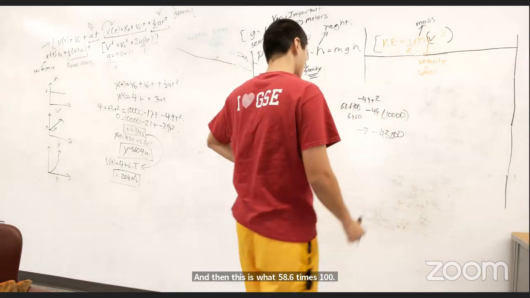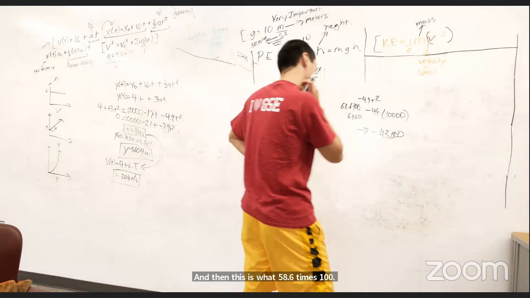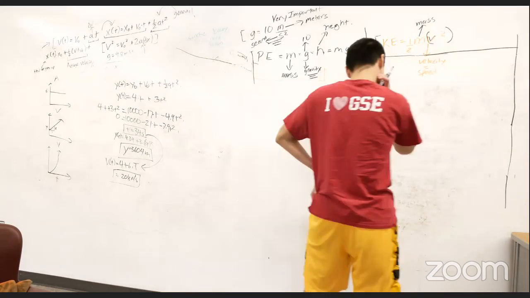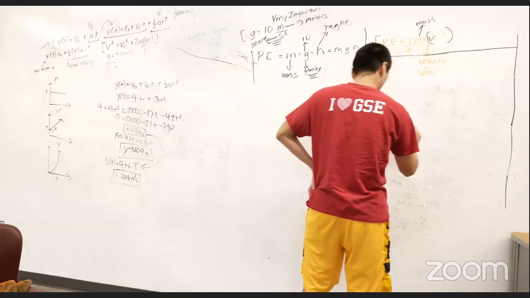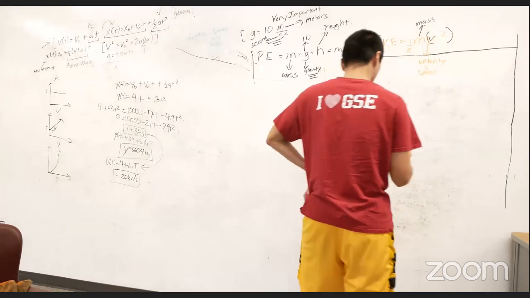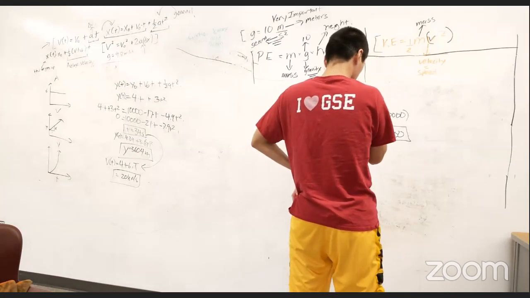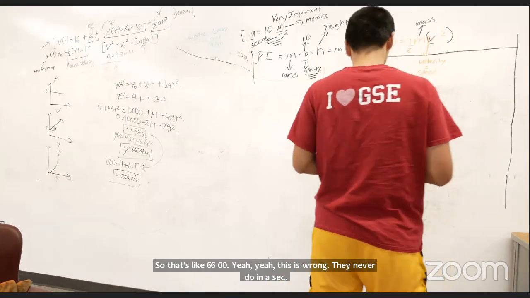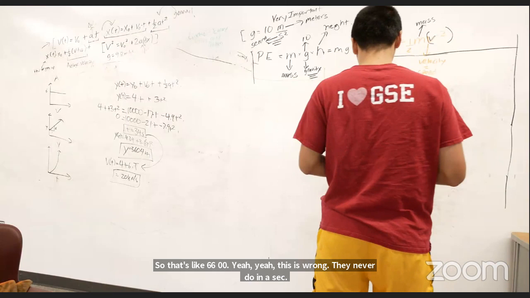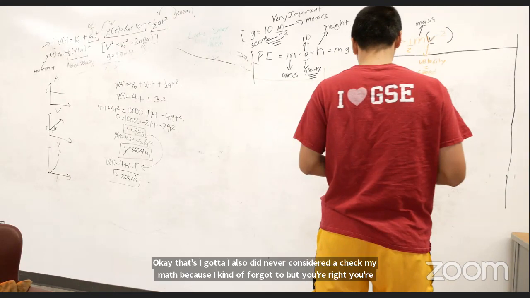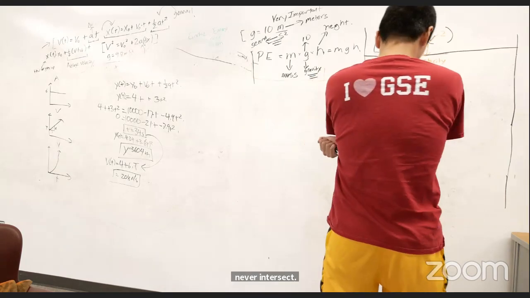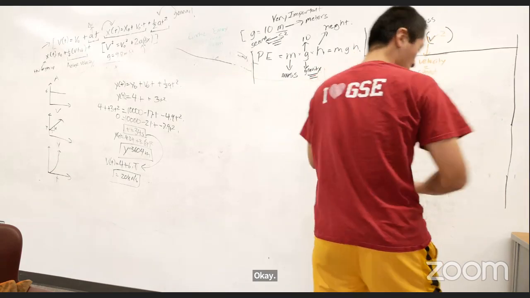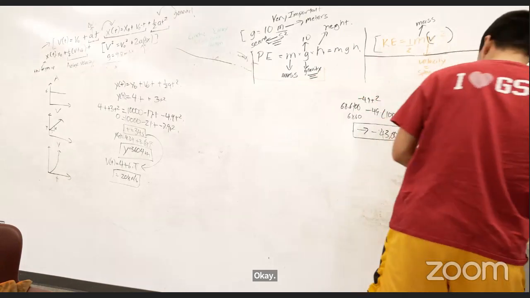I also didn't really check my math because I kind of forgot to, but you're right. They don't intersect. So that would not be an acceptable answer. The correct answer would be they never intersect. I need to make that clear. Thank you for bringing that up. When I wrote the problem, I'm pretty sure I wrote it with the intent that they don't intersect. But because they do have a meeting point, I thought maybe I was wrong there. But you're 100% correct.